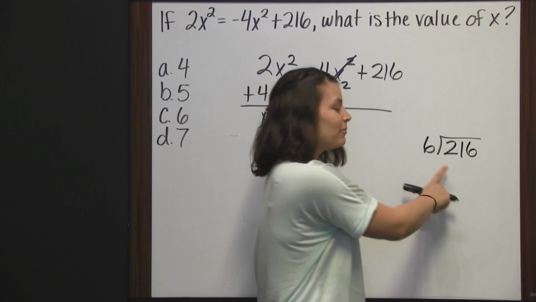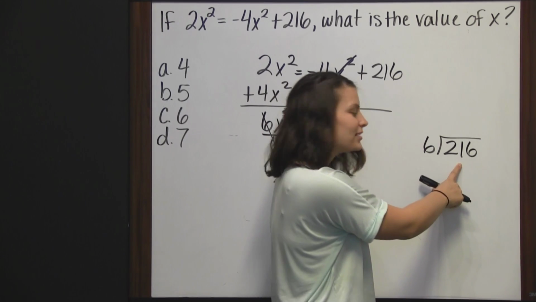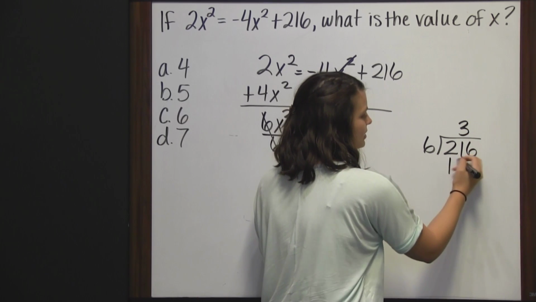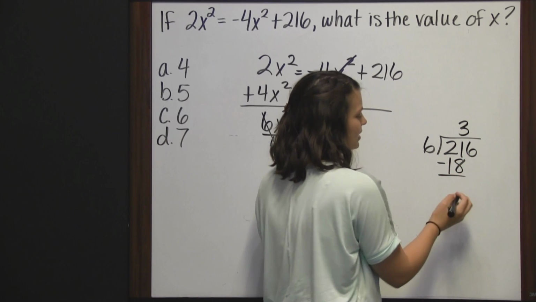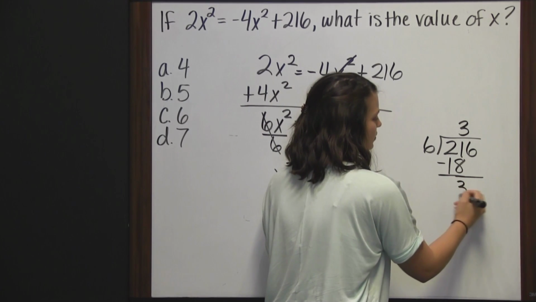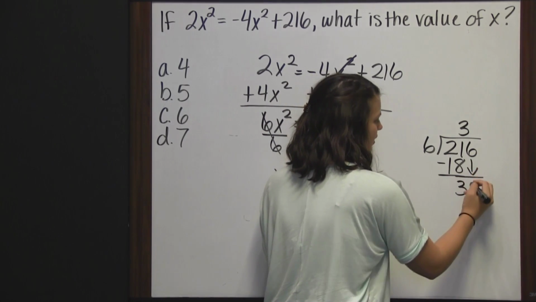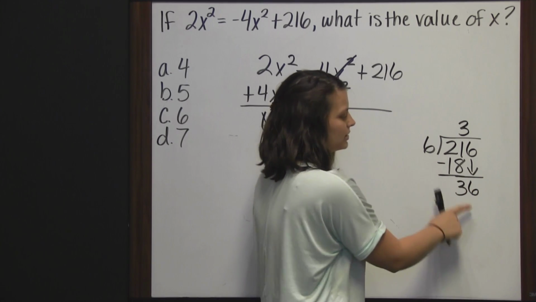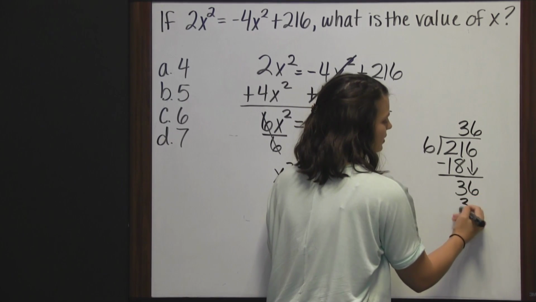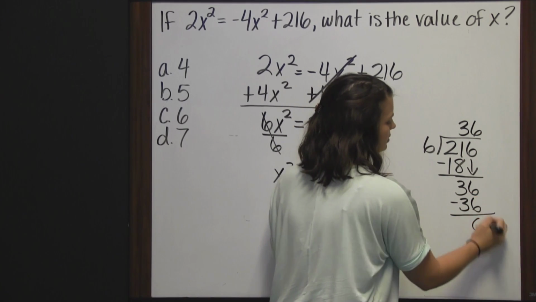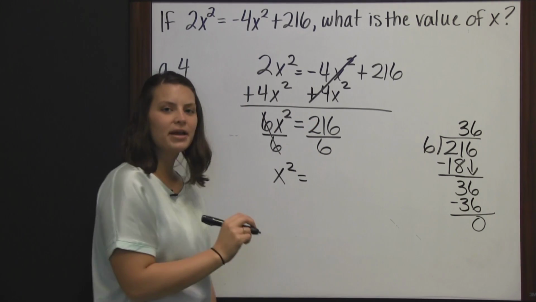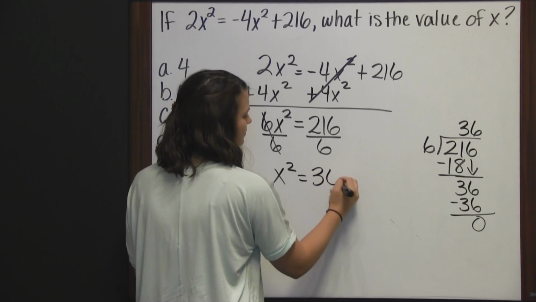6 does not go into 2, but it does go into 21. And 6 times 3 is 18. It goes in 3 times and we get 18. 21 minus 18 is 3. We bring down the 6. And 6 goes into 36 6 times. 6 times 6 is 36. So when we subtract, we get a 0 remainder. So that means that 216 divided by 6 is 36.